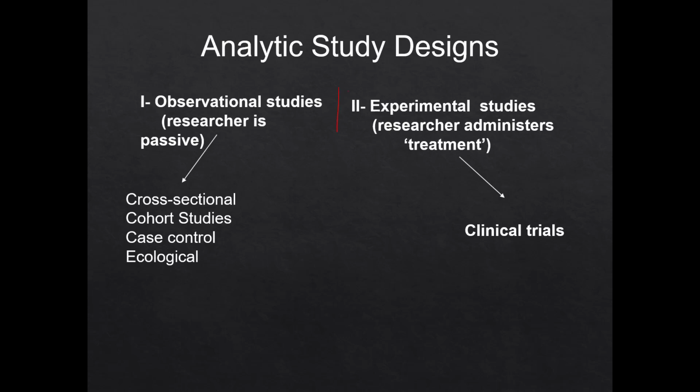And in experimental studies, we know that the key aspect that helps us identify them is that the researcher administers treatment. In all the observational studies, the researcher observes people choosing which exposure they will be self-administering.